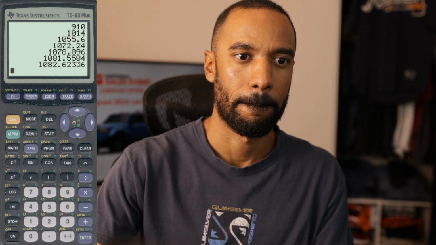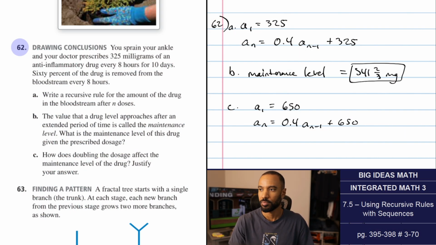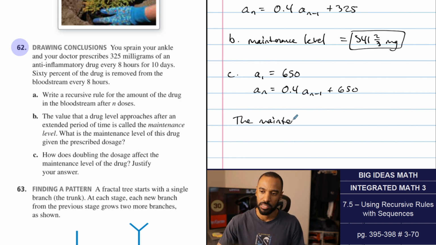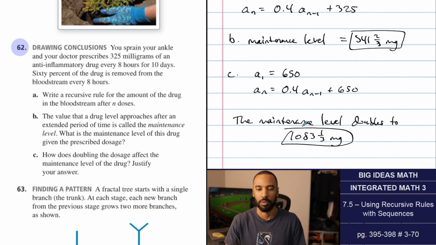Whoops. Okay, let's see how that works. Okay, so 1,083 point. Is that double 541? Yeah, it's double. So what happens? The maintenance level doubles. The maintenance level doubles to 1,083 and 1/3 milligrams.